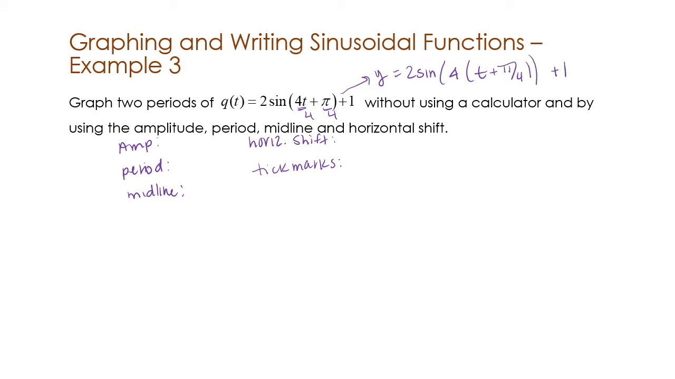Okay, so our amplitude is going to be the absolute value of 2, which is 2. Our period is 2 pi divided by b, and the b value here is 4. So it's going to be pi over 2 is our period. Our midline is at y equals 1. Our horizontal shift is going to be pi over 4 to the left, because it's going to go in the negative direction because it's always the opposite. And then our tick marks are going to be our period divided by 4, so that gives us pi over 8.